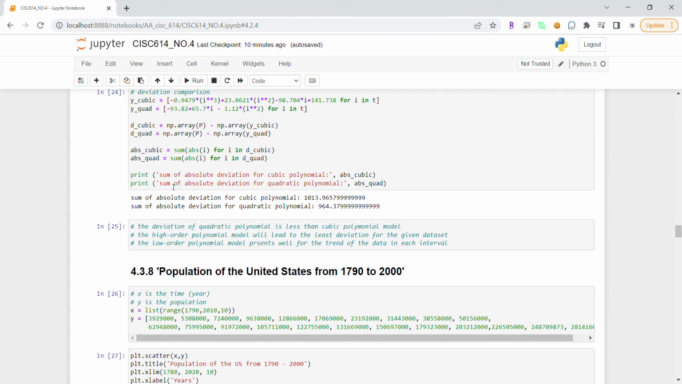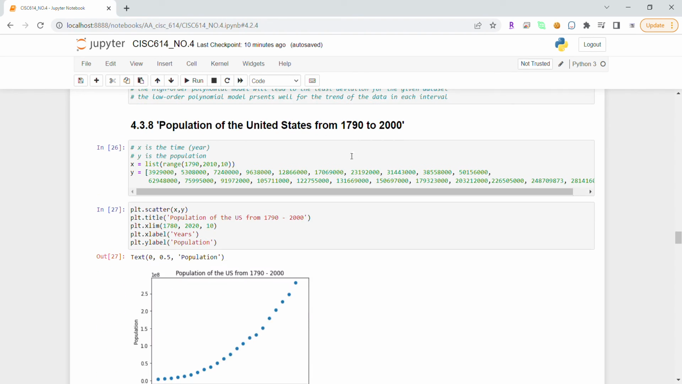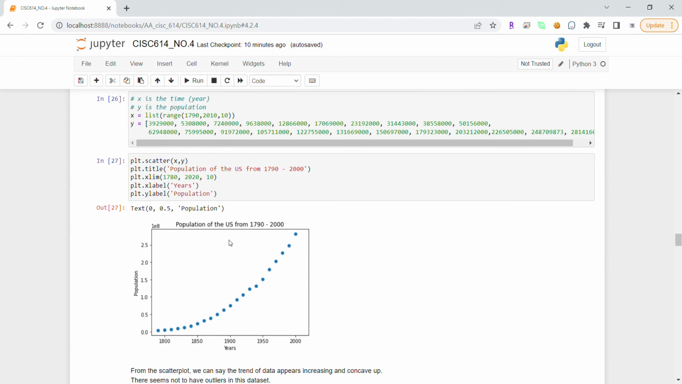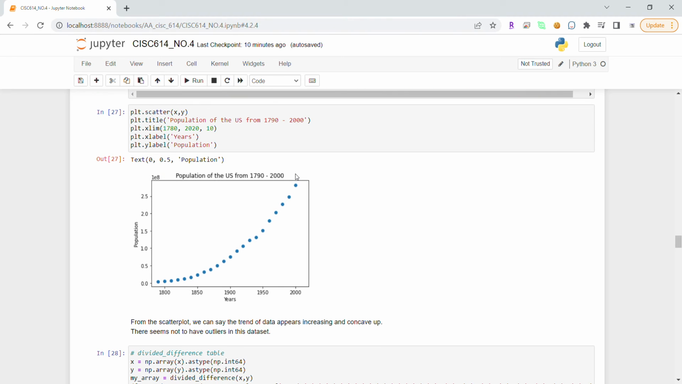So the next problem is the population of the United States from 1790 to 2000. The X data is the time, which is year, and the Y is the population. First we made this scatter plot, and from this plot we can see the trend of the data appears increasing and concave up, and there seem to be no outliers in this data set.